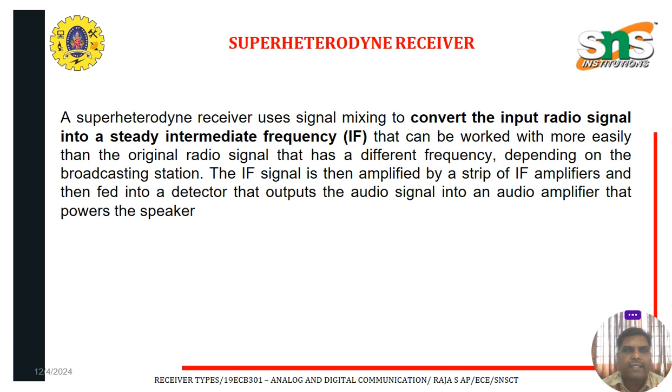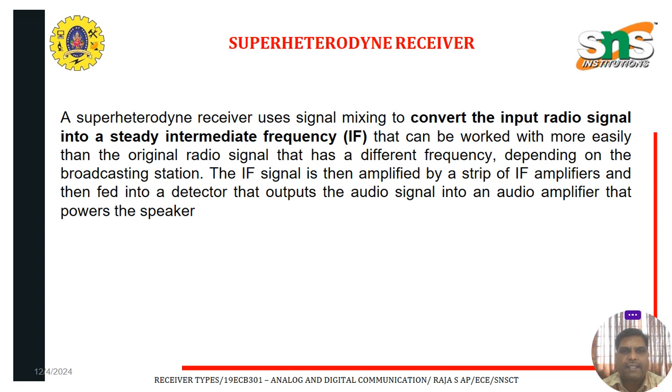So in order to avoid this, we switch to the super heterodyne receiver. A super heterodyne receiver uses signal mixing to convert the input radio signal into a steady intermediate frequency that can be worked with more easily than the original radio signal, which has a different frequency depending on the broadcasting station.